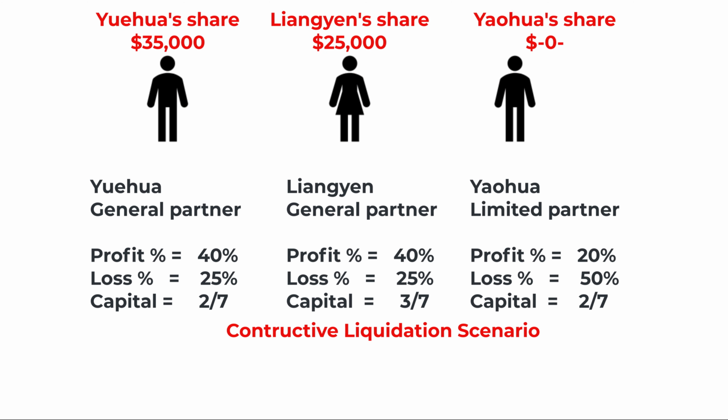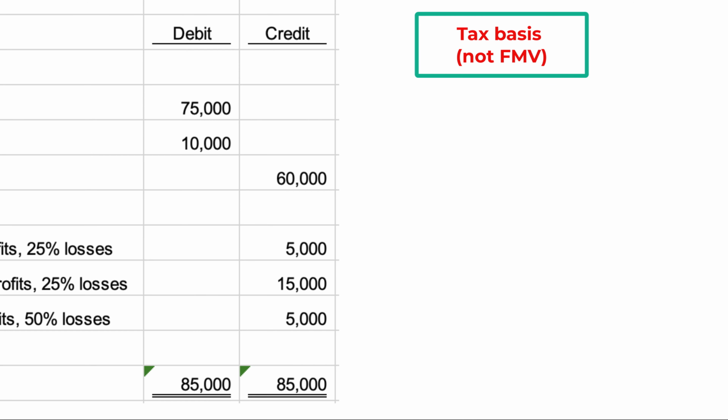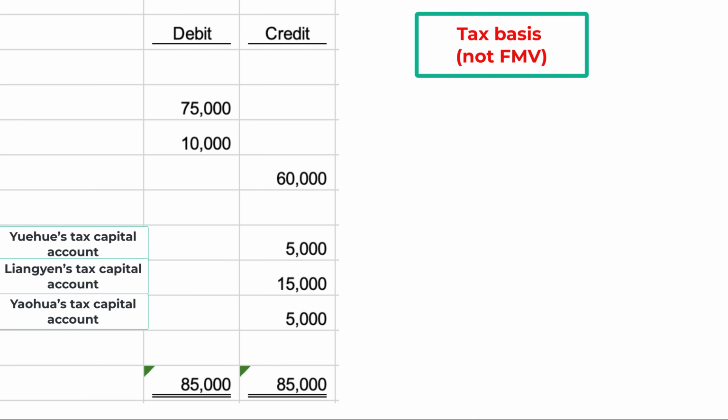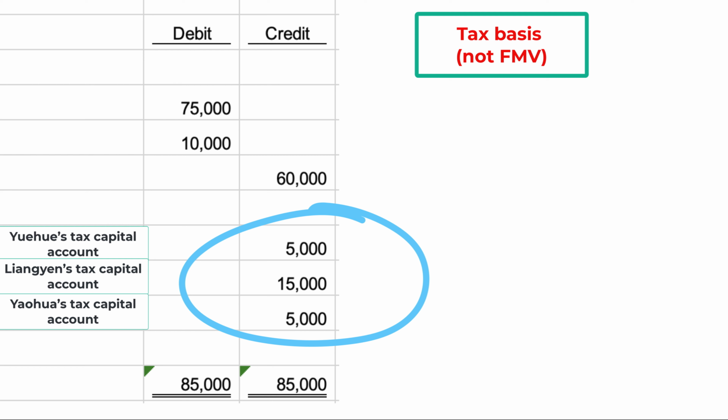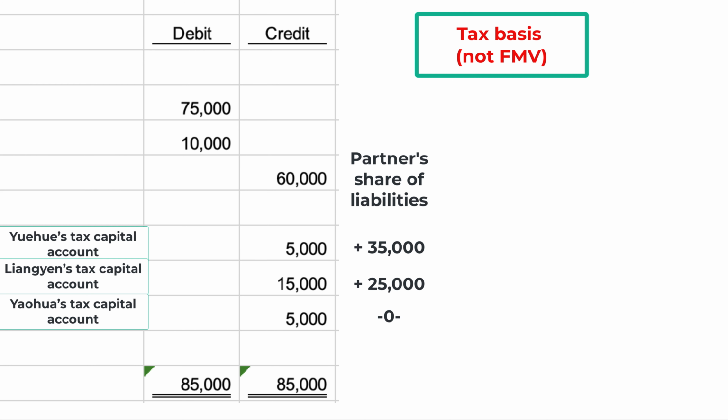Finally, let's use these allocations as they were intended to calculate each partner's tax basis in the partnership interest. Now we shift from using the fair market value balance sheet to using the tax basis balance sheet. Assuming that the tax basis capital accounts reflect each partner's net capital invested into the partnership on a tax basis, we can add the tax basis capital account to that partner's share of recourse liabilities. This will give us the partner's tax basis in the partnership interest.